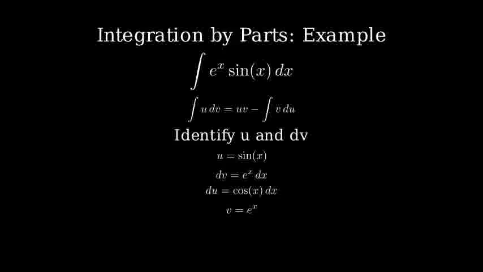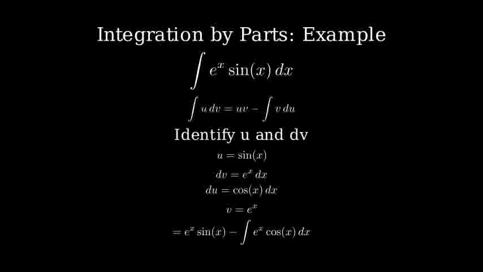Next, we apply the integration by parts formula: uv minus the integral of v du. Substituting in our quantities, this becomes e to the x times sin of x minus the integral of e to the x times cosine of x. Now, we haven't solved the problem yet, since we still need to compute the remaining integral of e to the x times cosine of x.